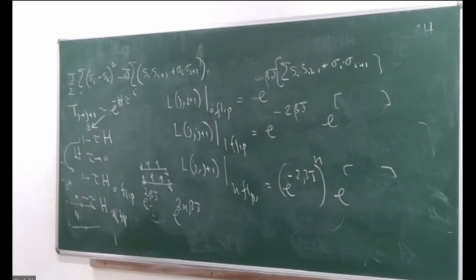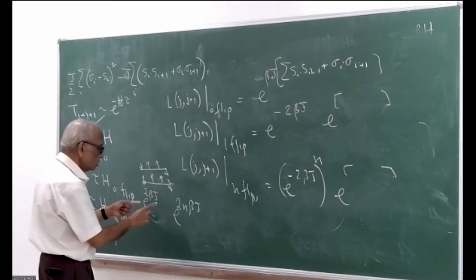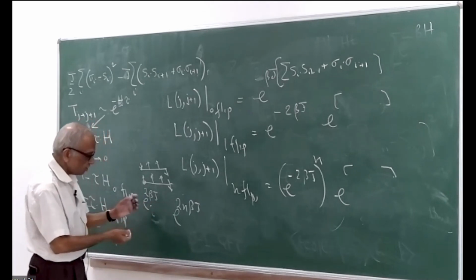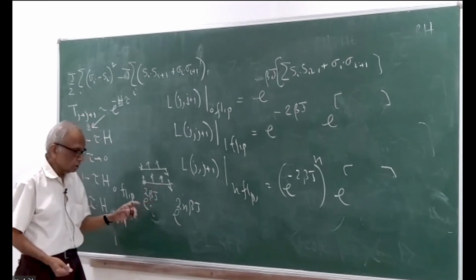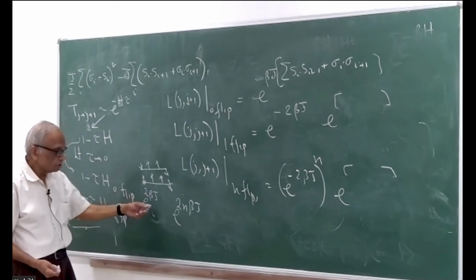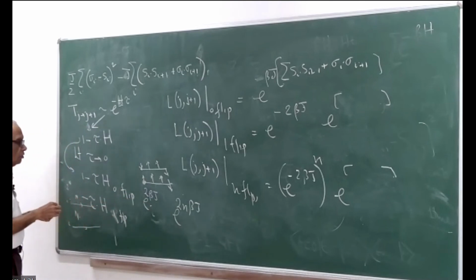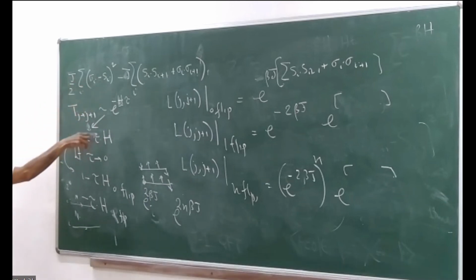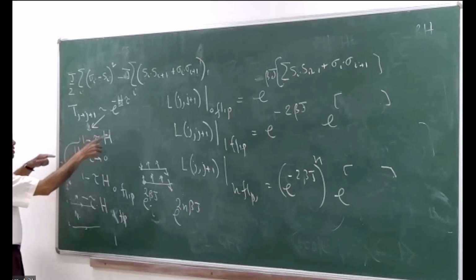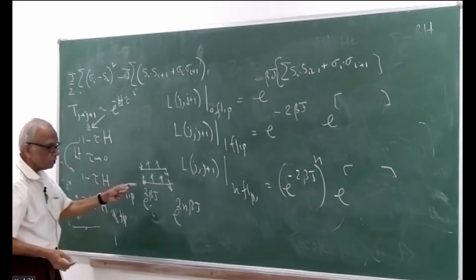See, I'm just looking at the energy factor, not the combinatorial. The energy factor, one flip is 2 beta j. For zero flip, it is just not there. But for one flip, you are going to pick up over here 2 times beta j. If I have 2 flips, then it is e to the power 4 beta j.